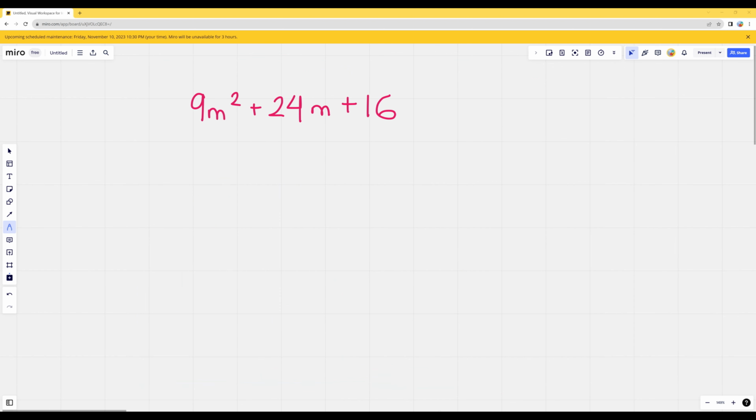Here we have another example, this time with a middle term. Now let me show you a little trick. Do you notice that the first term and the last term are both perfect squares? The square root of 9m squared is 3m, and the square root of 16 is 4. So when this occurs, when our first term and our last term are both perfect squares, we know that the two special numbers we need to find are both the same number. So let me prove that to you.